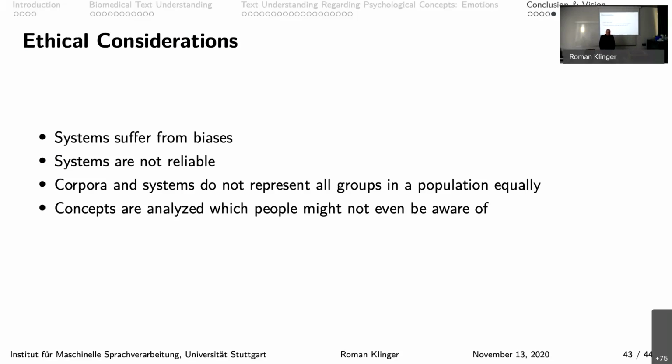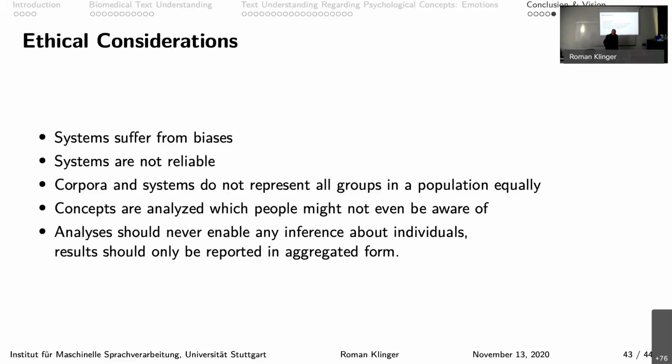And finally, especially in the emotion case, it might be that we analyze concepts that somebody is expressing without knowing that they currently feel a special emotion, that they express this concept. They don't know that they feel a special emotion, and they don't know that they express it. In the case that we uncover something from a social media post that the person doesn't know we uncover, I find it would be very questionable ethically. So one conclusion could be that we should never infer any information about individuals, but only report results in an aggregated form, if this is possible, or at least we should be aware of this.